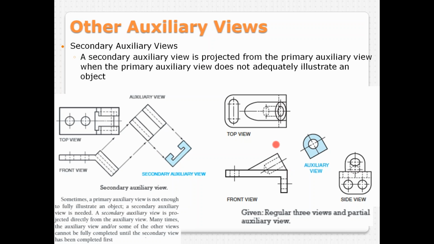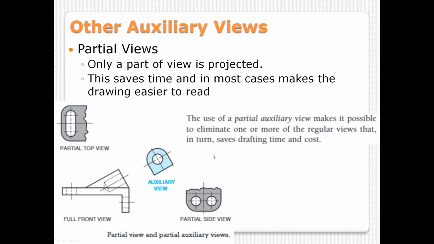This is another good example of the auxiliary view, the regular 3 views, and the partial auxiliary view. You don't have to complete any other view here. The only thing you want to do is to show this auxiliary view. Again, you need the secondary auxiliary view when you don't have enough information to determine what the object looks like. Then you will create that secondary auxiliary view.